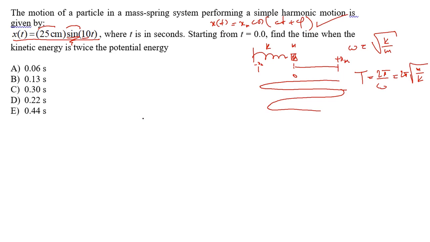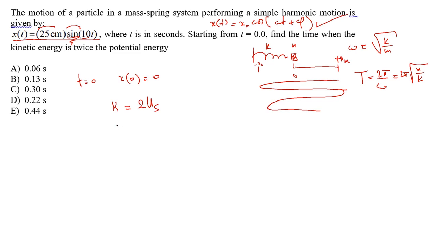Okay, good. So at t equals 0, what is my position? At t equals 0, I have sine 0, so x0 is equal to 0. Now find the time when the kinetic energy is twice the potential energy. That's my condition: I want the kinetic energy to be twice the potential energy.